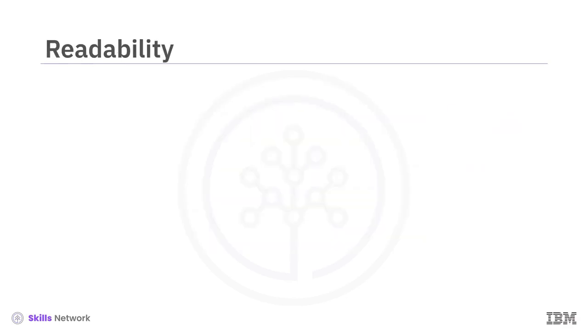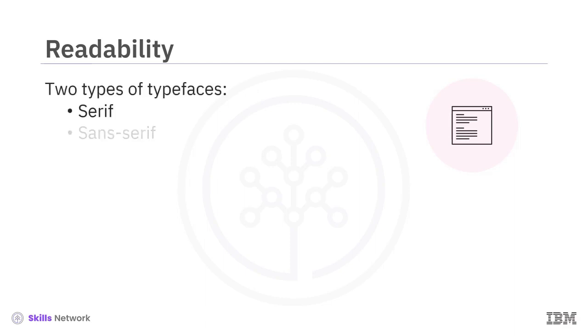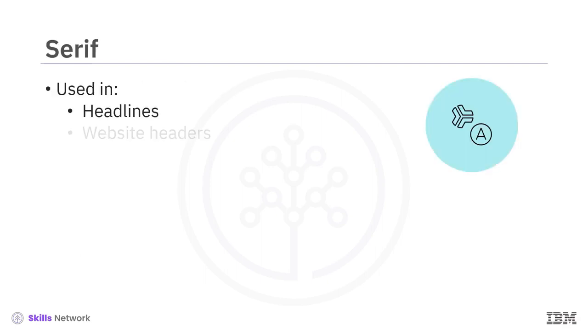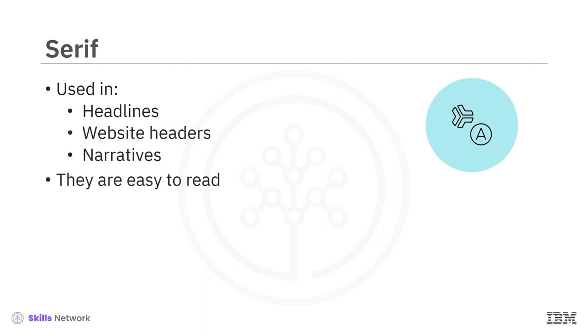The next critical aspect is readability. Users should be able to read content easily and connect with it. Serif and sans serif are the 2 fundamental types of typefaces for improving readability. Headlines, web page headers, and storylines frequently consist of serif typefaces. Serif typefaces are easily read and recognizable by the lines at the end of the stroke edges.